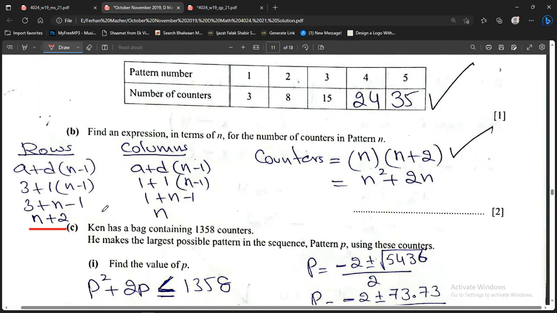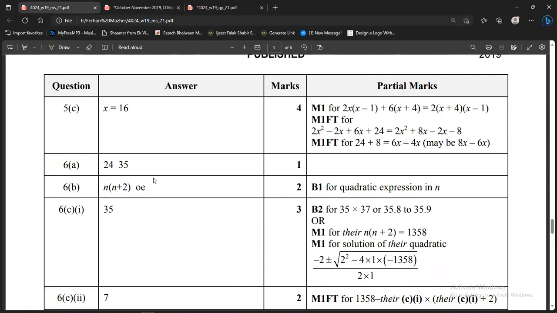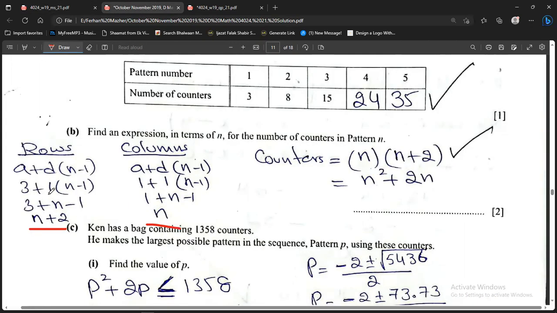So that's n. So when you multiply, the total counters are the number of rows times the columns. So it will be n bracket n plus 2. That can be n square plus 2n. So you can write it either this or this. In the marking scheme, they have written it like this. So our answer is right. This is how this is done.